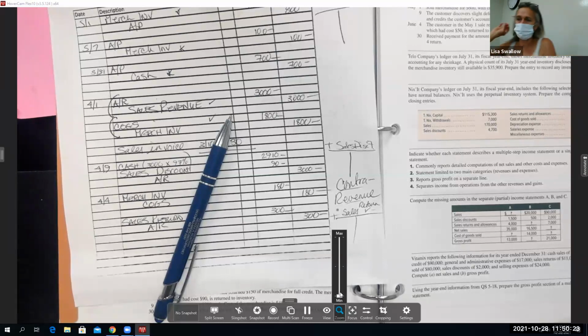Anytime, and this is how you think about it and how you remember it, anytime there is a flow of inventory in and out of your warehouse that you've sold or you're getting back, you have to make 2 journal entries. One has to be for the inventory and one has to be for the revenue side.